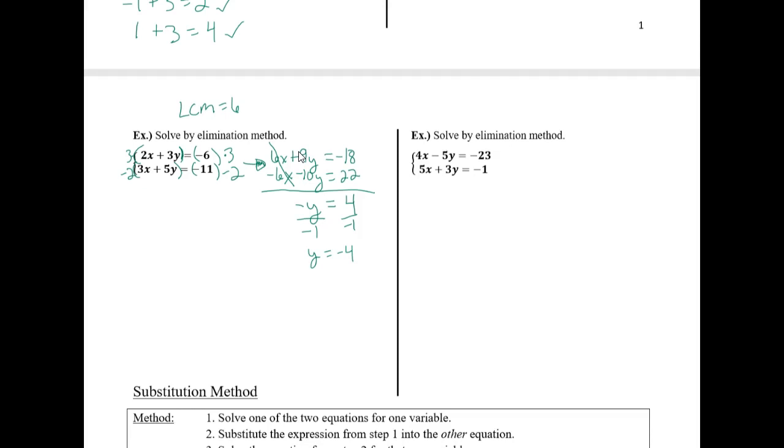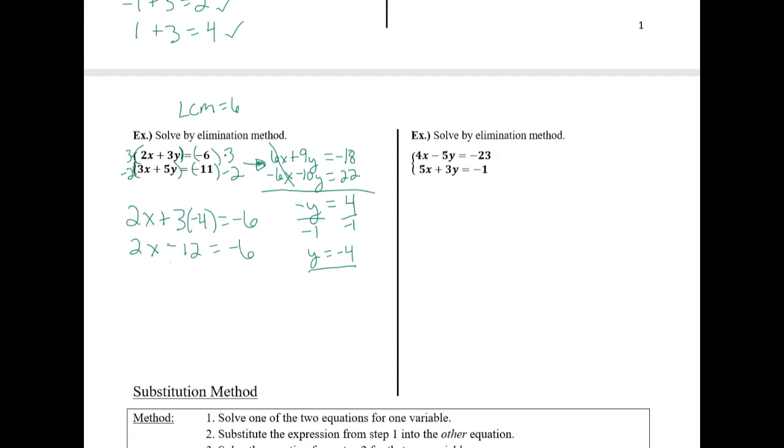I'm going to go ahead and plug it into the first equation since it has smaller numbers. Again, you could choose the second. There is no wrong answer here. So in the first equation, I have 2x plus 3 times y. I'm replacing y with the value I found for y. So negative 4 equals negative 6. I'm going to simplify. 3 times a negative 4 is negative 12.